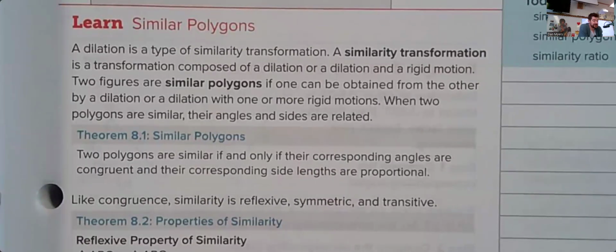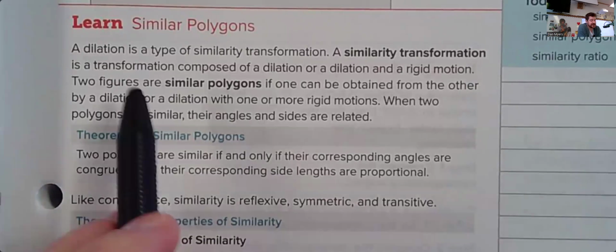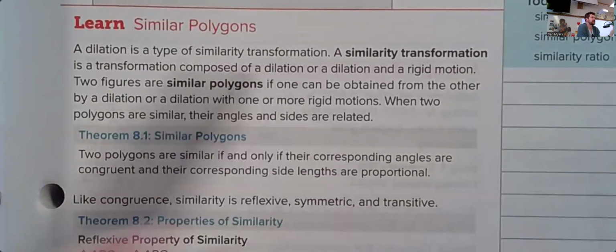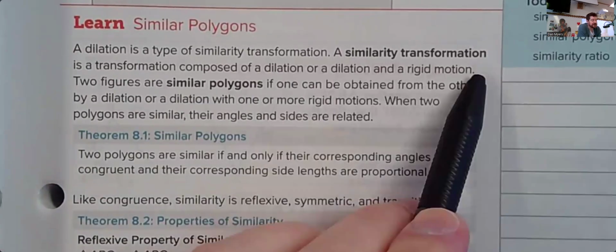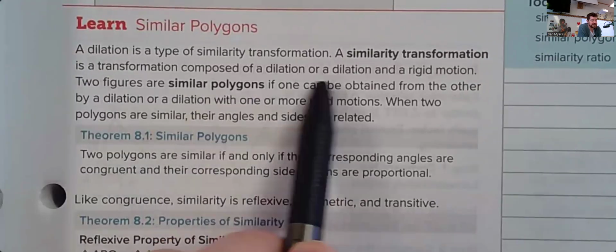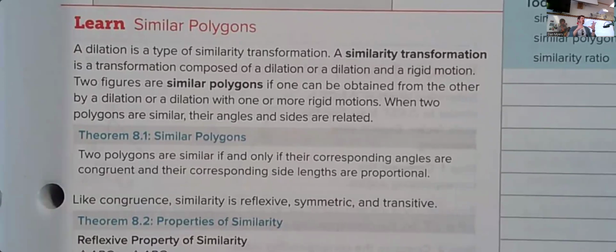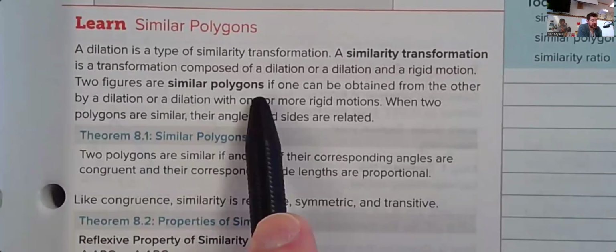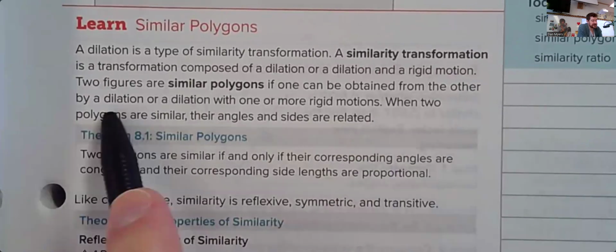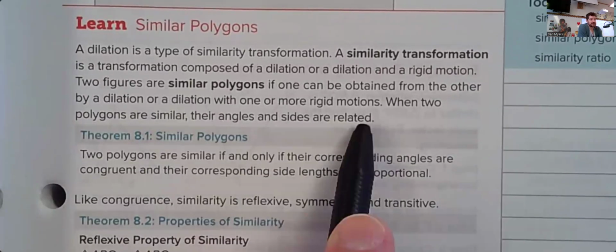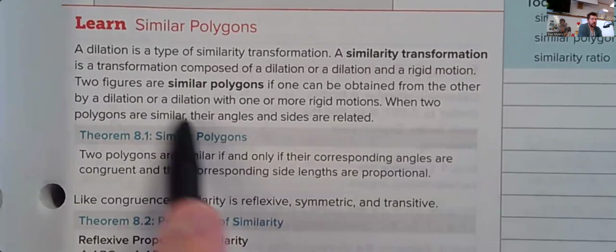So a dilation, we talked about this already. A dilation is a type of similarity transformation. Just make something bigger or smaller. A similarity transformation is a transformation composed of a dilation or a dilation and a rigid motion. So making it bigger or smaller and then potentially moving it around. Two figures are similar polygons if one can be obtained from the other by a dilation or a dilation with one or more rigid motions. I know I'm talking fast, but this is what we did in the warm-up.